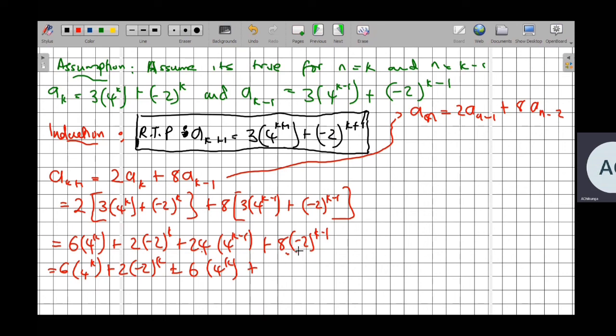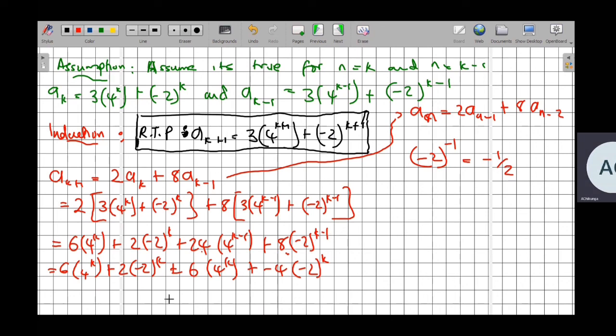Where are you getting that? (-2) to the power of minus 1 is minus half. You're saying (-2) to the power of minus 1 is minus half, yes. So times by 8 is negative 4. So it's going to be minus 4 times (-2) to the power of what? k. So we have eliminated the minus 1's here.